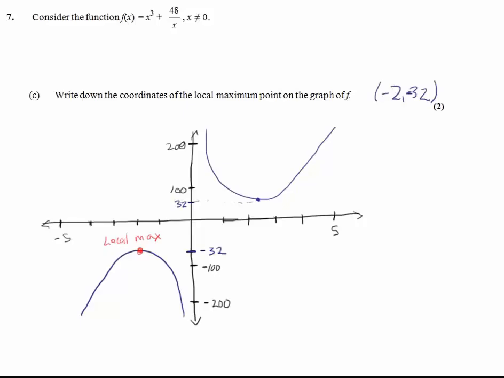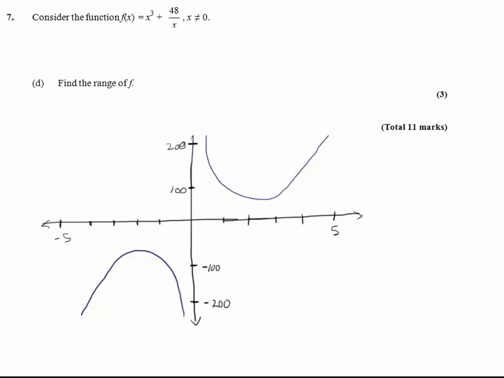And why am I interested in that, or thinking ahead? That is when I look at part D. Part D wants me to find the range of f. The range of f is what y values my function takes. Again, we know that on the left side at -32, my function goes down in the negative direction. And on the right side, my function starts at 32 and goes up. There you can see we're using the fact that it's symmetric to know what that minimum value is without necessarily having to calculate it.